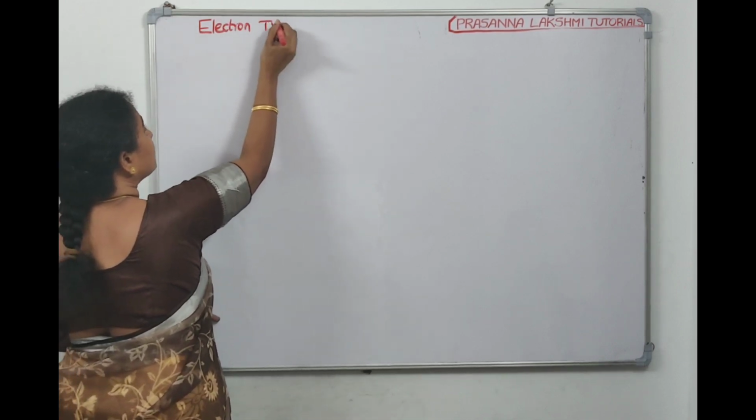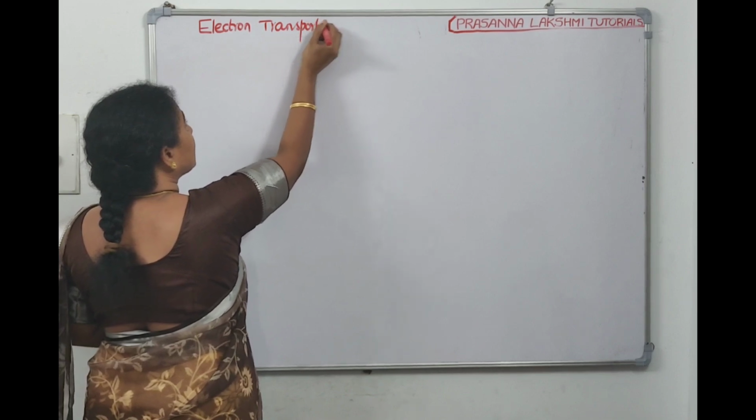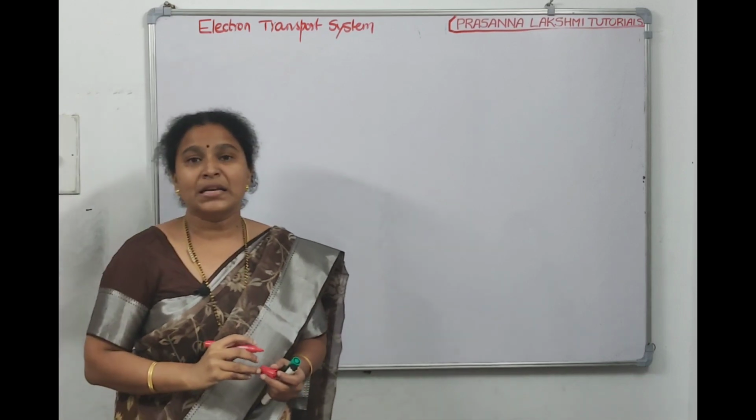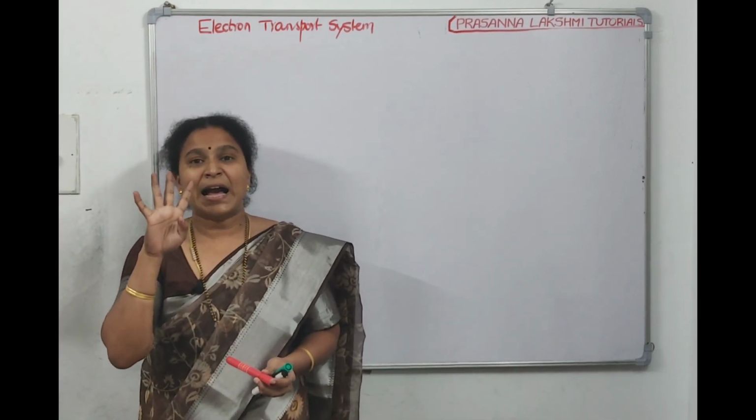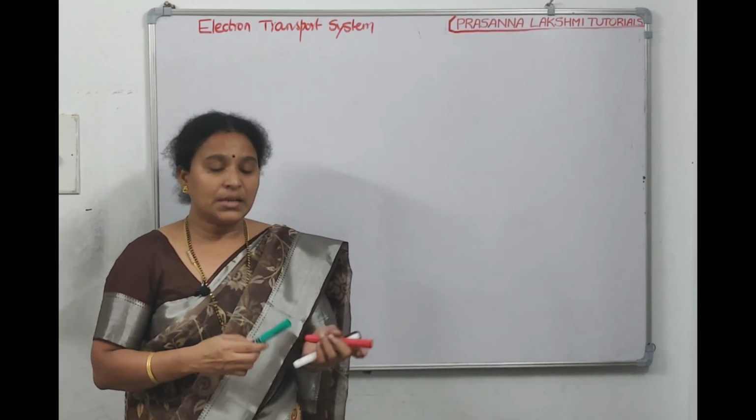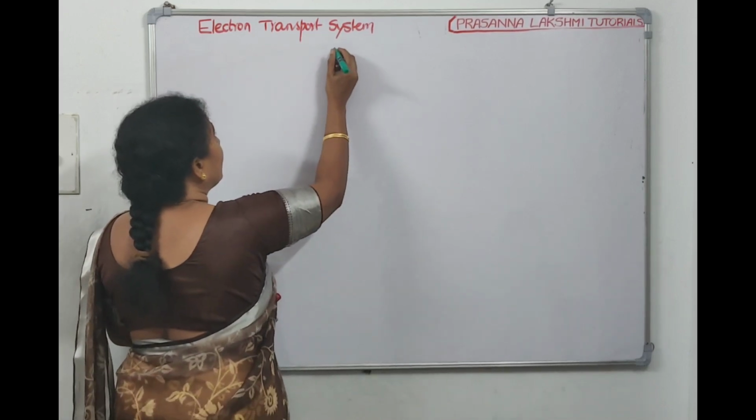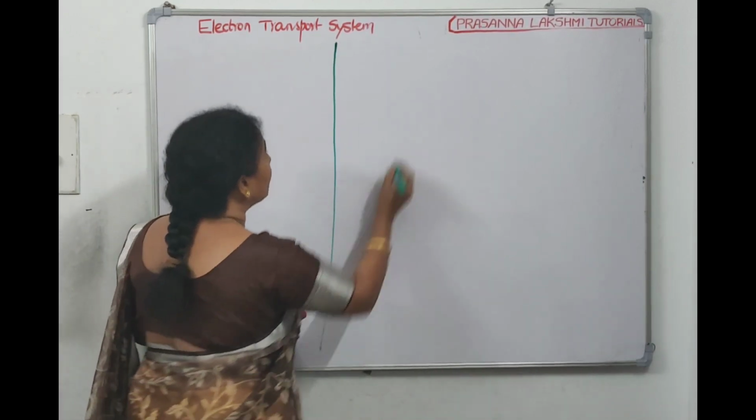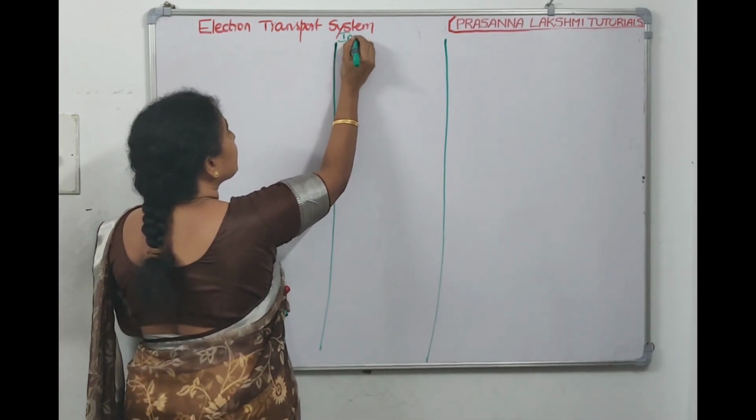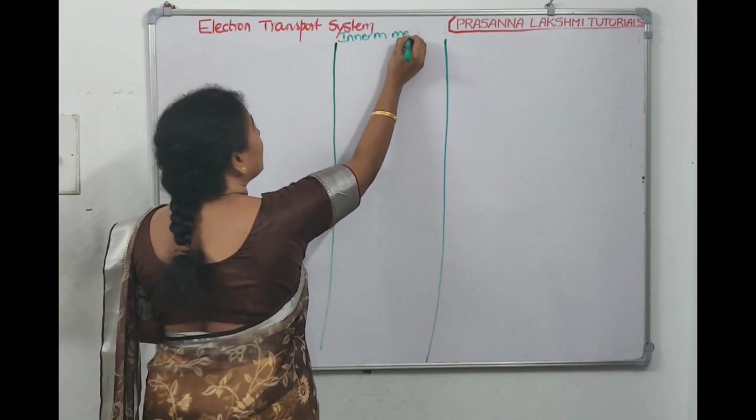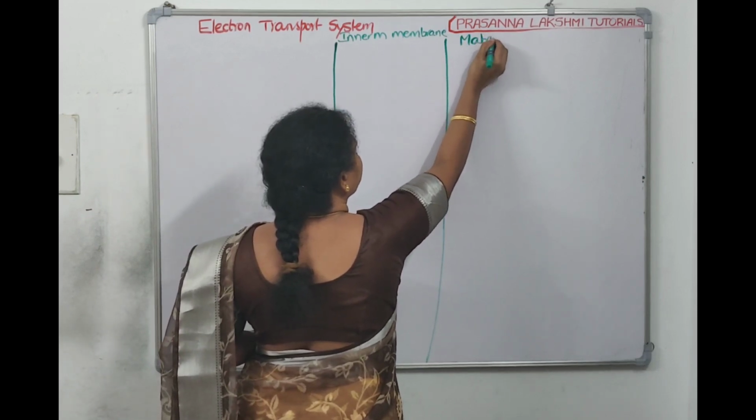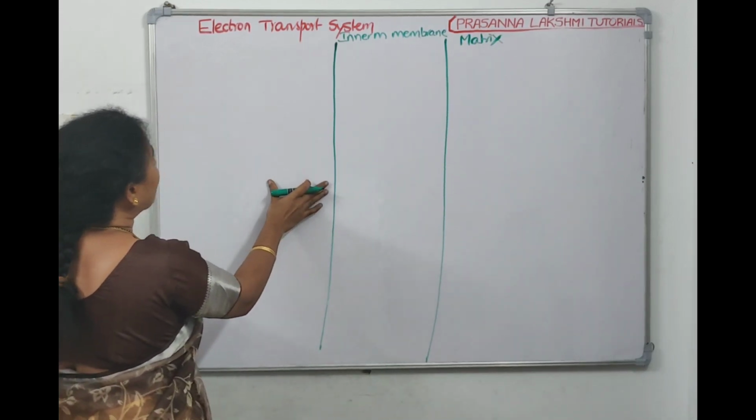Electron transport system comprises 4 electron carrier complexes. Where are they located? They are located on the inner mitochondrial membrane. We will draw the mitochondrial membrane. So what is this? This is inner mitochondrial membrane. And what is this side called? It is matrix. And what is this? This is the intermembrane space.